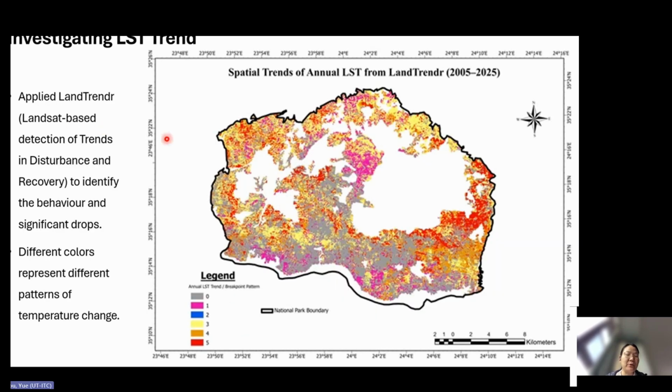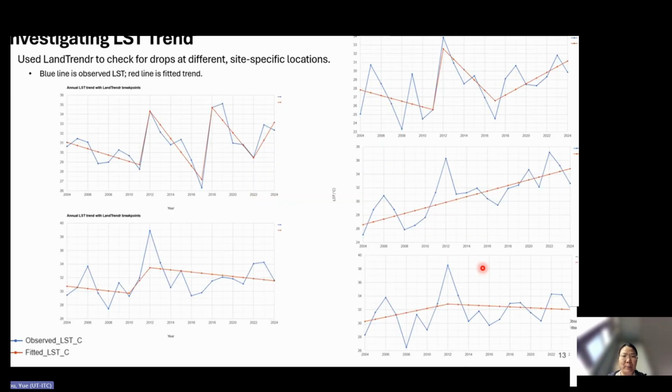So we applied LandTrendr, which is Landsat-based detection of trends in disturbance and recovery, to identify the behavior or the significant drops in this LST trend. And this is the spatial pattern. The different colors represent different patterns of temperature change. As you can see, most of the areas are having an increase, also a breakpoint of increase.